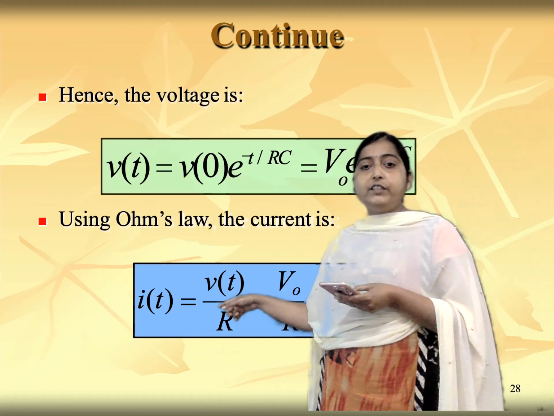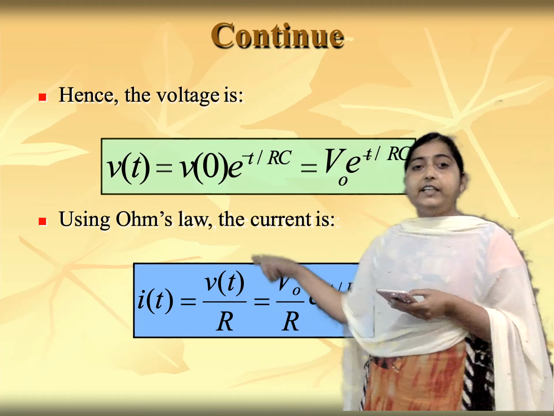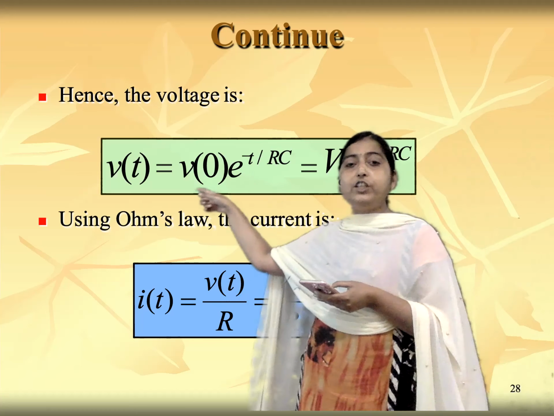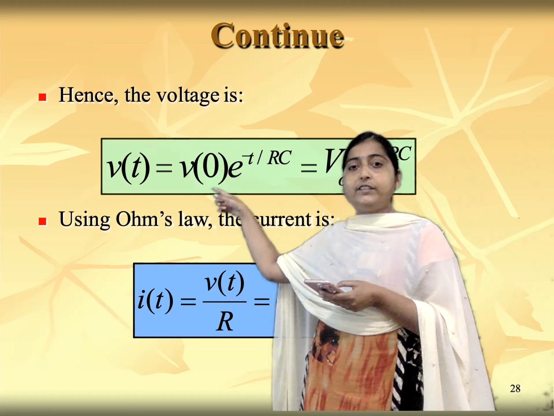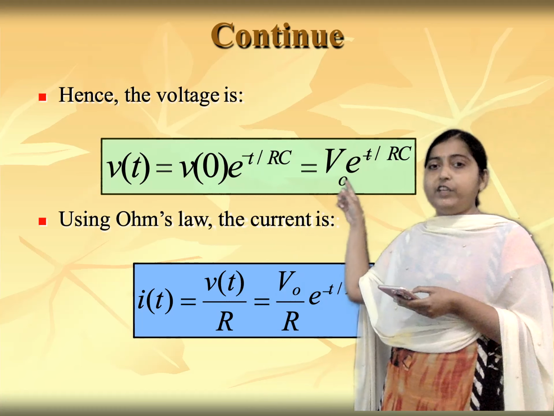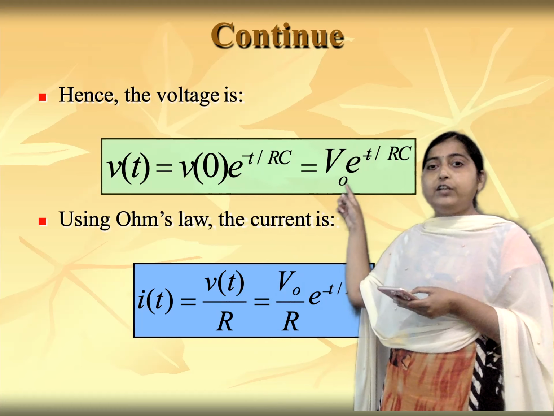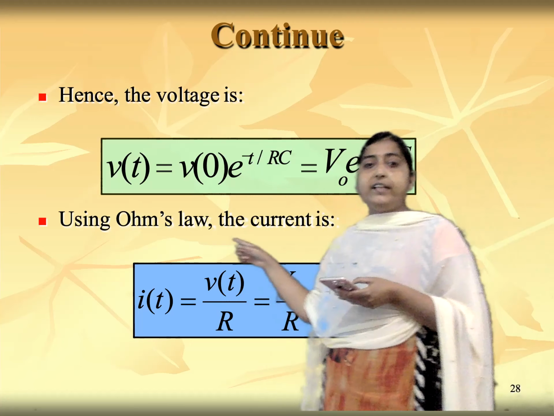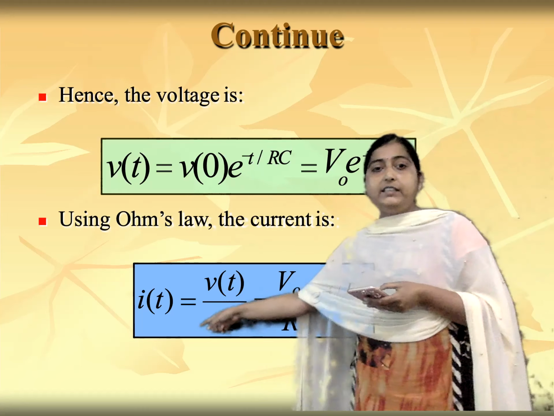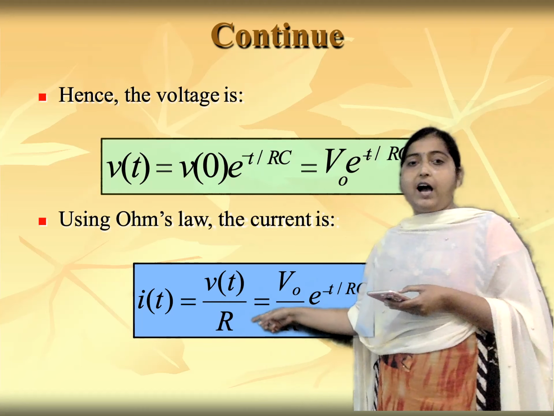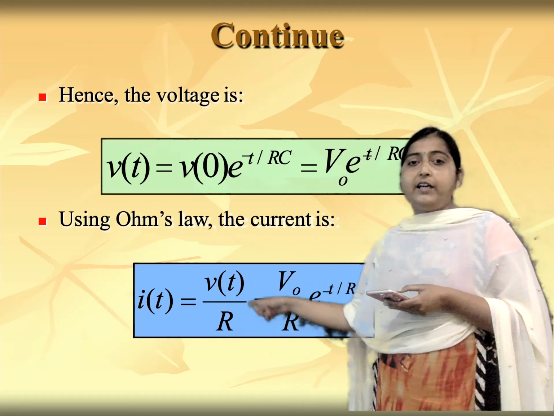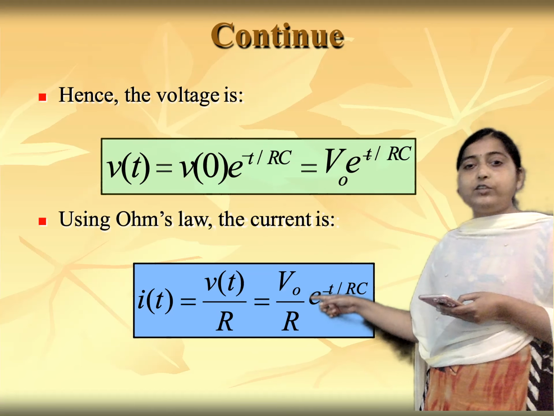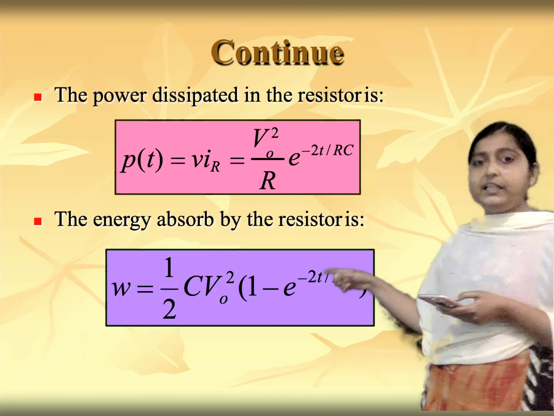Now from this further, we get V of t is equal to V of 0 into e to the power minus t by RC, where V of 0 represents the initial voltage across the capacitor which is being represented as V naught. So you get V naught into e to the power minus t by RC. So using Ohm's law, now the current can be expressed as I of t is equal to V of t divided by R, which is equal to V naught by R into e to the power minus t by RC. So this is the current through the circuit which we get for an RC network.